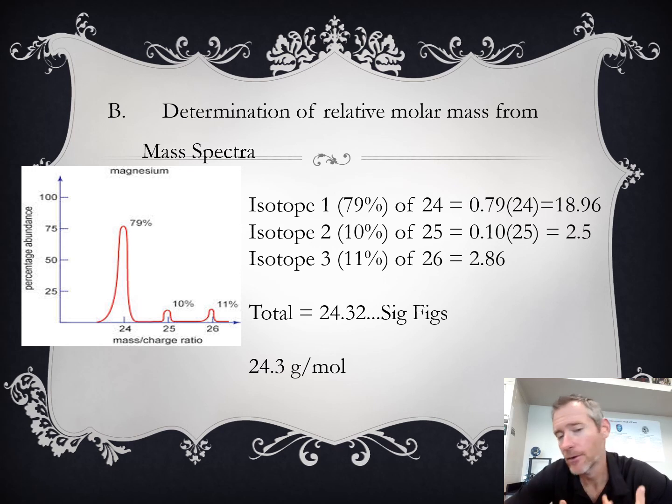So that's how you get the average mass of an atom or a molecule or whatever. That's the molar mass you find on the periodic table.